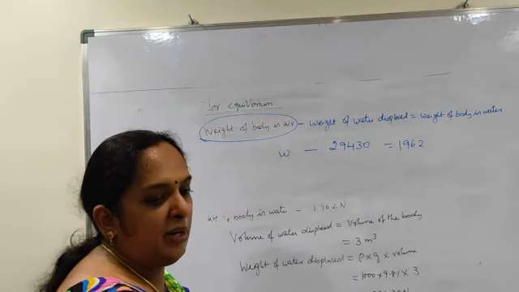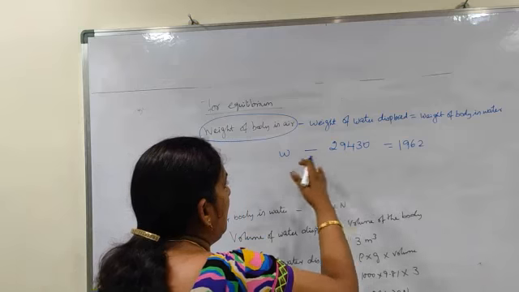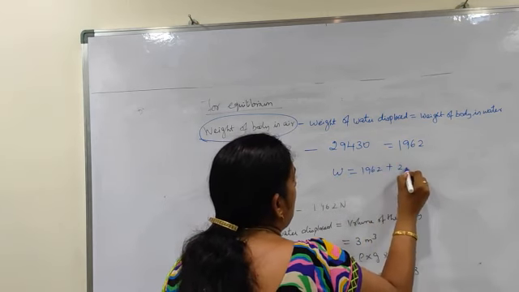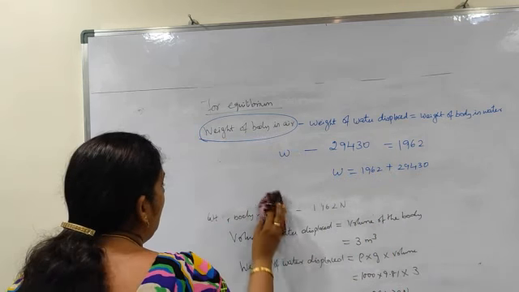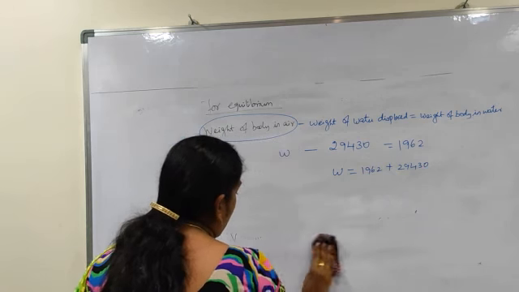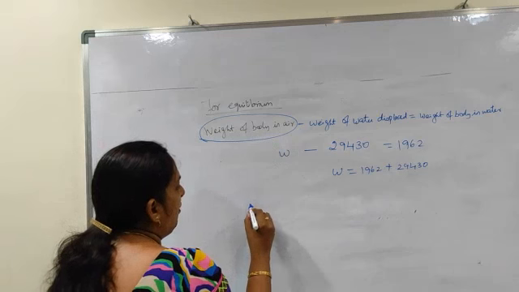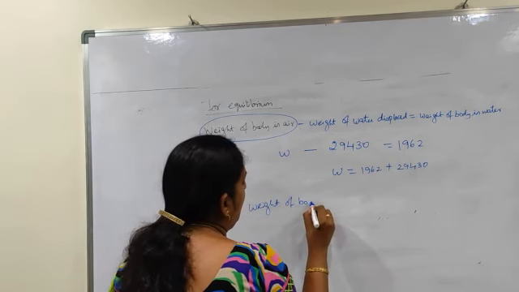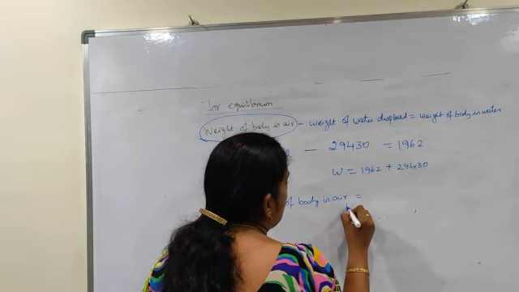Okay, so what is the weight of the body in air? When you bring this to this side, what happens? 1962 plus 29430. So that is the weight of my body in air. When you add it up, I will get the weight in air. But my question is not only the weight of the body in air, I also have to find out the specific gravity. So the weight of the body in air will be the addition of these, that is W.